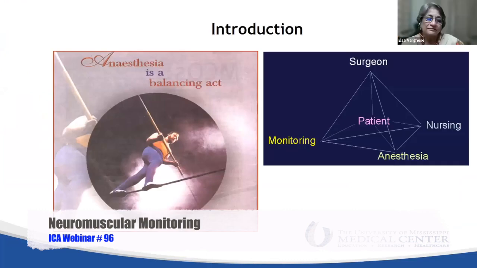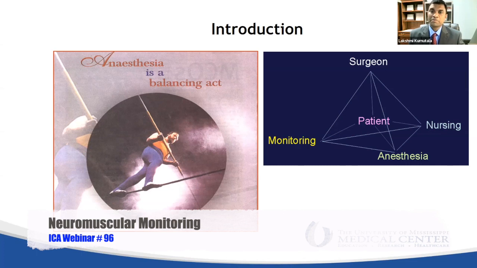So the slide showing is anesthesia is a balancing act. Thank you, Dr. Rakhee Goyal, for going through the neuromuscular physiology. As anesthesiologists, we need to know the anatomy and physiology, and based on the patient's pathology, we are able to use our knowledge of pharmacology to give the best possible patient care.